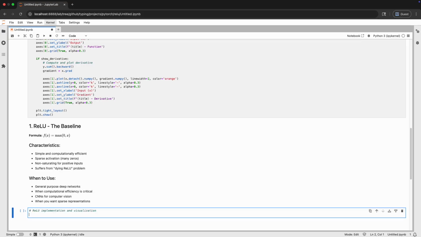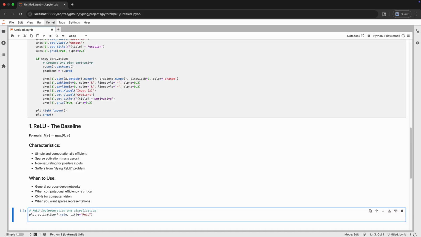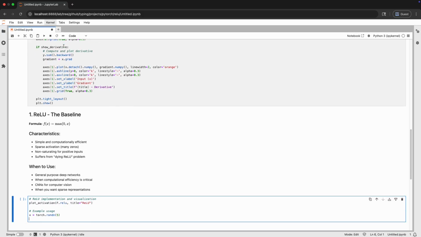Core code. Here we're visualizing the ReLU function and its derivative. Notice how ReLU outputs 0 for all negative inputs and passes positive inputs unchanged. The derivative is either 1 for positive inputs or 0 for negative inputs, which can cause the dying neuron problem when neurons get stuck outputting 0.